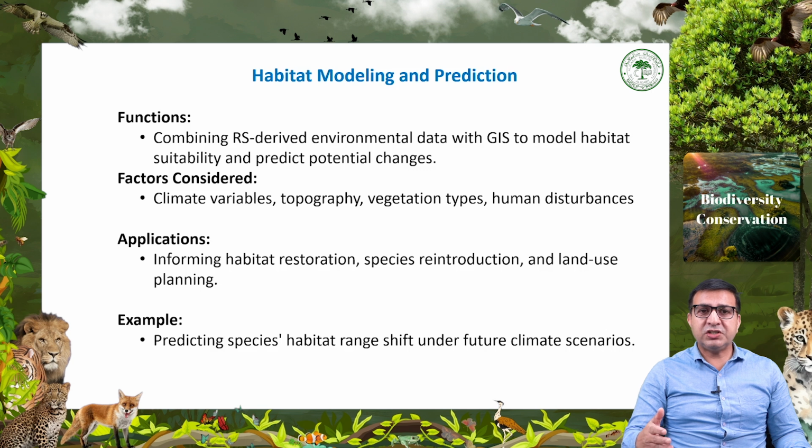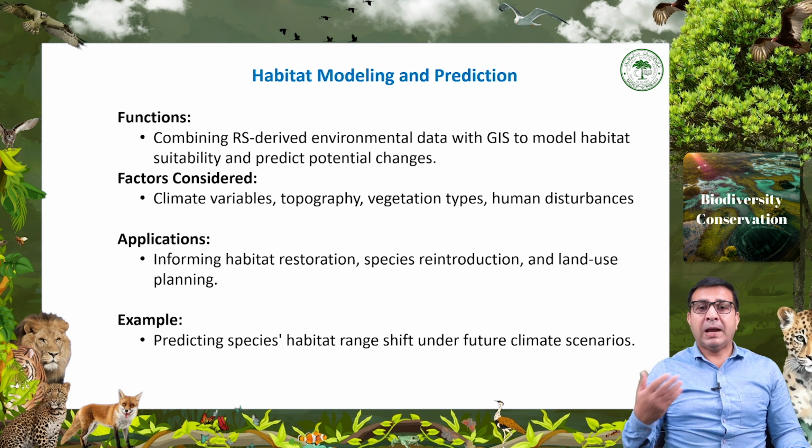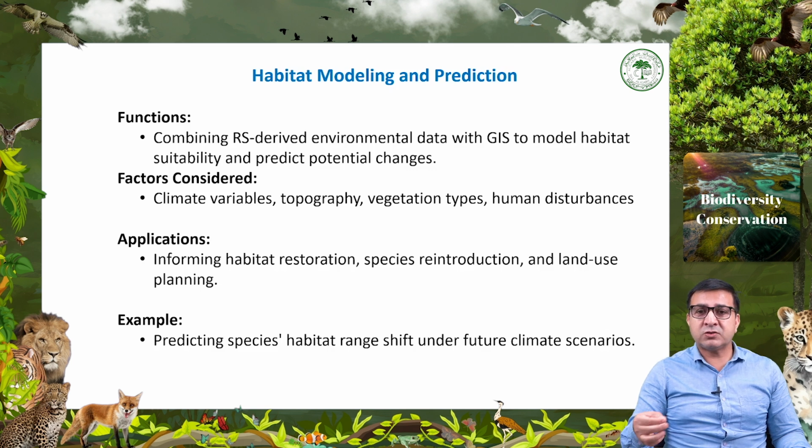Another application is habitat modeling. Habitat modeling combines environmental data collected through RS and species data analyzed in GIS to predict the future distribution of species under various scenarios such as climate change, habitat loss or human development. The factors considered in habitat modeling include climate variables, topography, vegetation, and human disturbance.